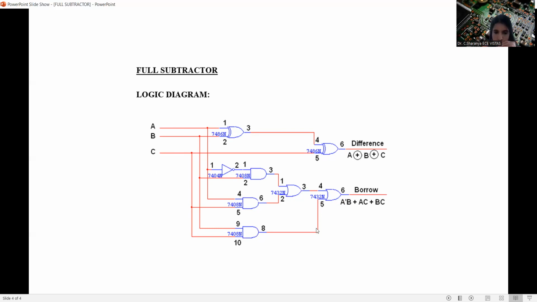This circuit can also be used for your practical circuit and also for your theory circuit.